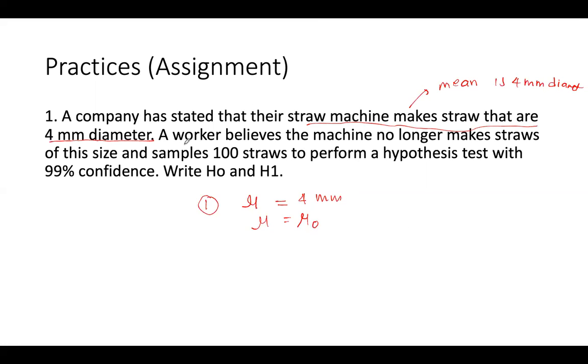Okay, and then the worker believes that the machine no longer makes straws. So we have another claim over here that we call the alternative claim, or claim number 2, that the worker believes that the machine no longer makes straws of this size. So we didn't claim that one.